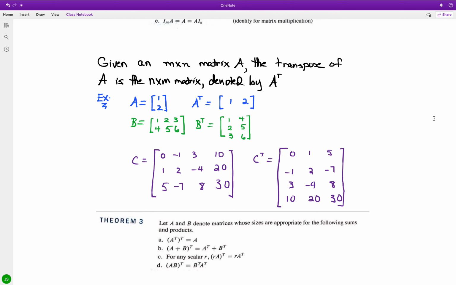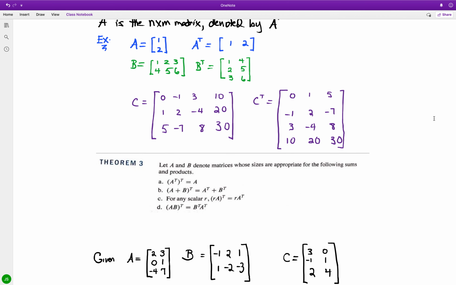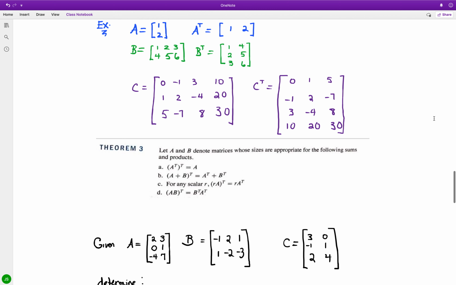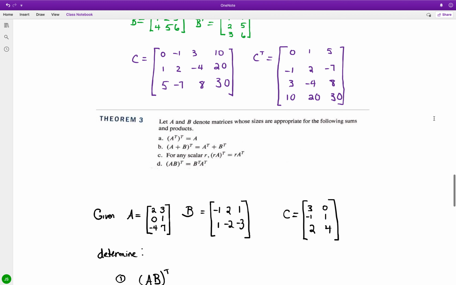Now regarding operations among transposes, let A and B denote matrices whose sizes are appropriate for the following sums and products. The transpose of the transpose of A comes out to A. Where the operations exist, the transpose of the sum of matrices A and B will come out to the sum of the transposes of A and B.